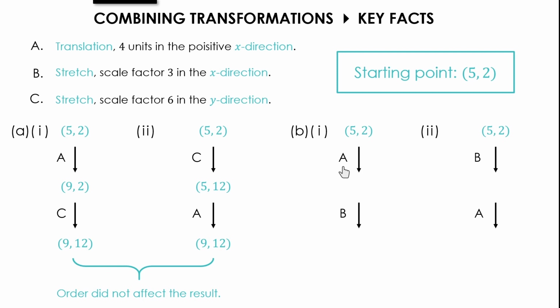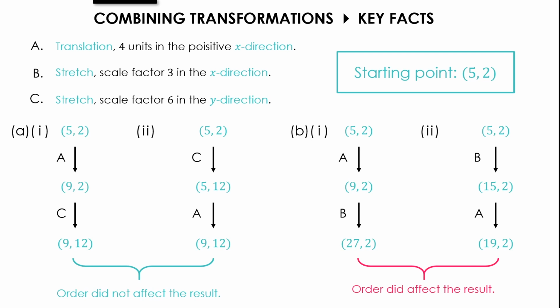Starting with 5, 2, we apply A, translation 4 units positive x direction, gets us to 9, 2. Then we'll apply B, stretch scale factor 3 in the x direction. Multiply the x coordinate by 3 gives us 27, 2. Let's reverse the order. Starting at 5, 2, apply a stretch scale factor 3 in the x direction, gets us from 5, 2 to 15, 2. Then we'll apply A, translation 4 units positive x direction, add 4 gives us 19, 2. Oh, so in this case it did matter which order we did them in.